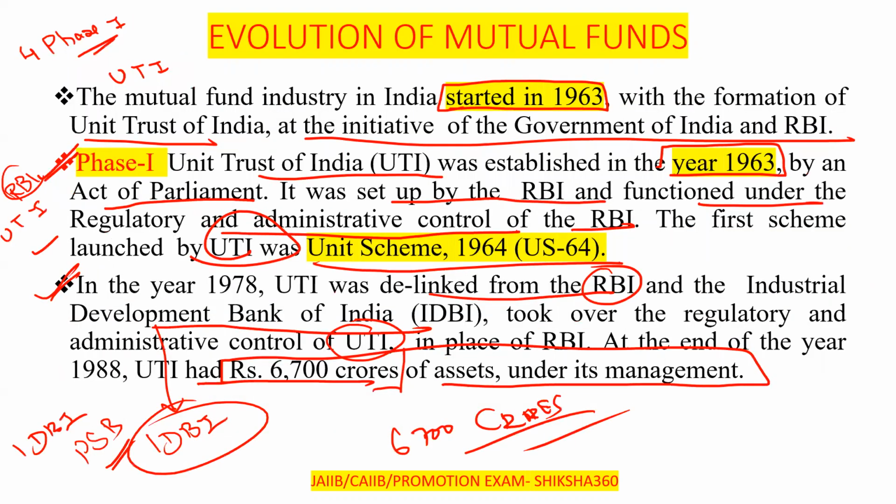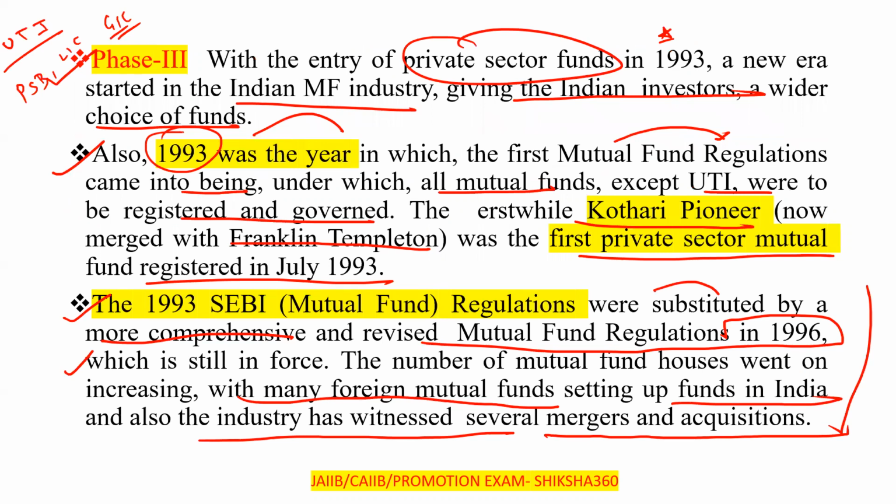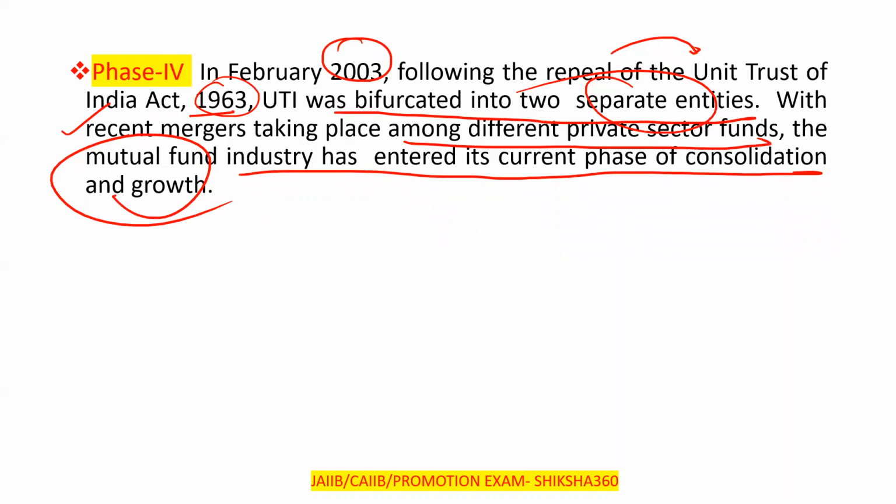So these are all the four phases. First one, establishment of the UTI. Second one, entry of the other public sector mutual funds set up by the PSU banks, LIC and GIC. Third one, entry of the private sector funds. Fourth one, the repeal of the Unit Trust of India Act 1963.